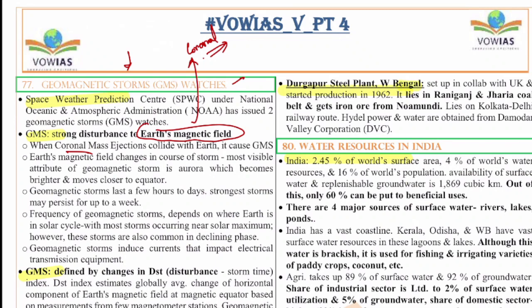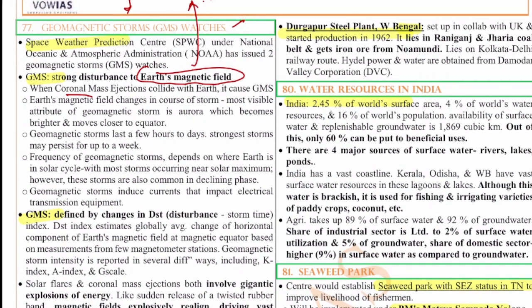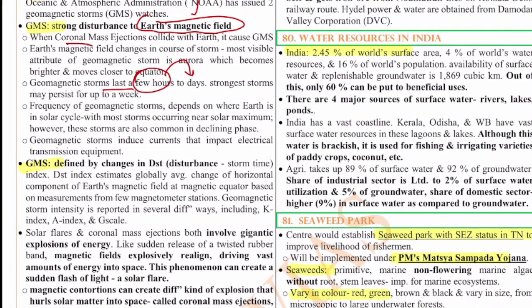That is about these geomagnetic storms. They last for a few hours to a few days. The aurora which we see is a kind of geomagnetic storm only. Geomagnetic storms induce currents that impact electrical transmission equipment. They are defined by changes in the disturbance storm time index. The DST index estimates globally averaged changes of the horizontal component of the Earth's magnetic field. Geomagnetic storm intensities are reported in several different ways, including K index, A index, and G scale. Okay, this is about these geomagnetic storms.